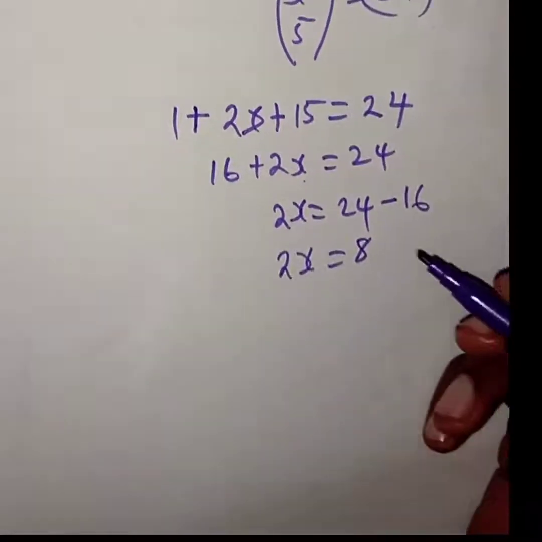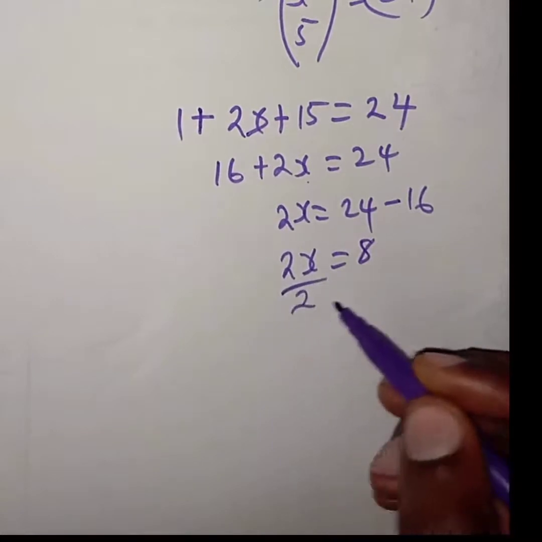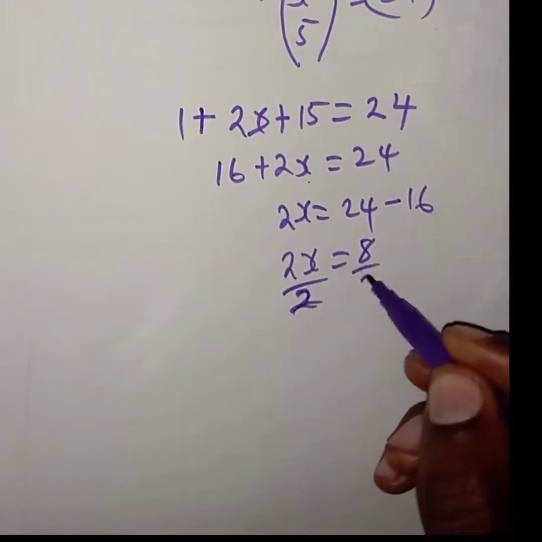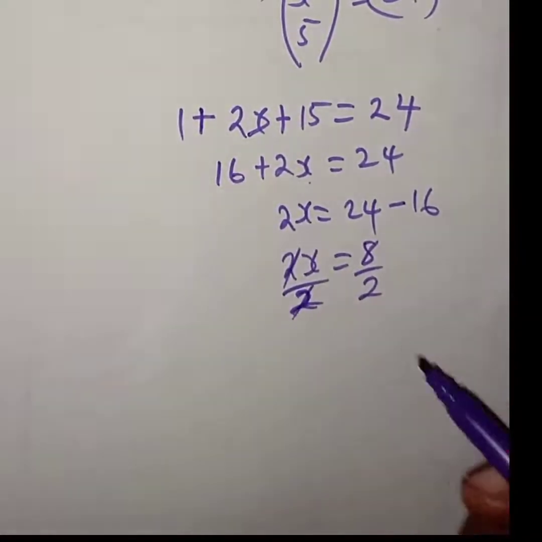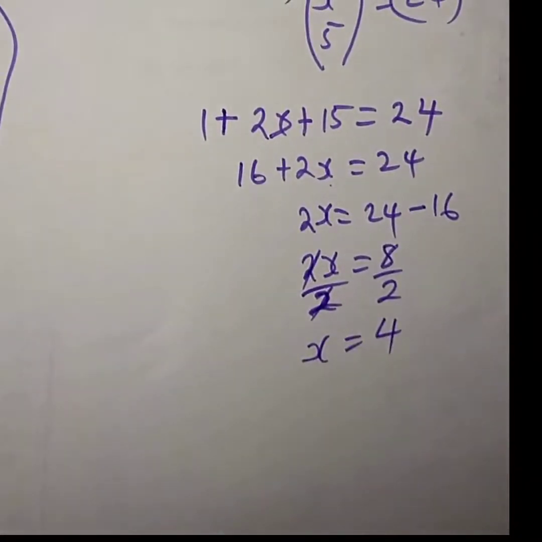You get 8. So remain with x, make x the subject, you divide both sides by 2. x is equal to 8 divided by 2, that is 4. This is the value of x.